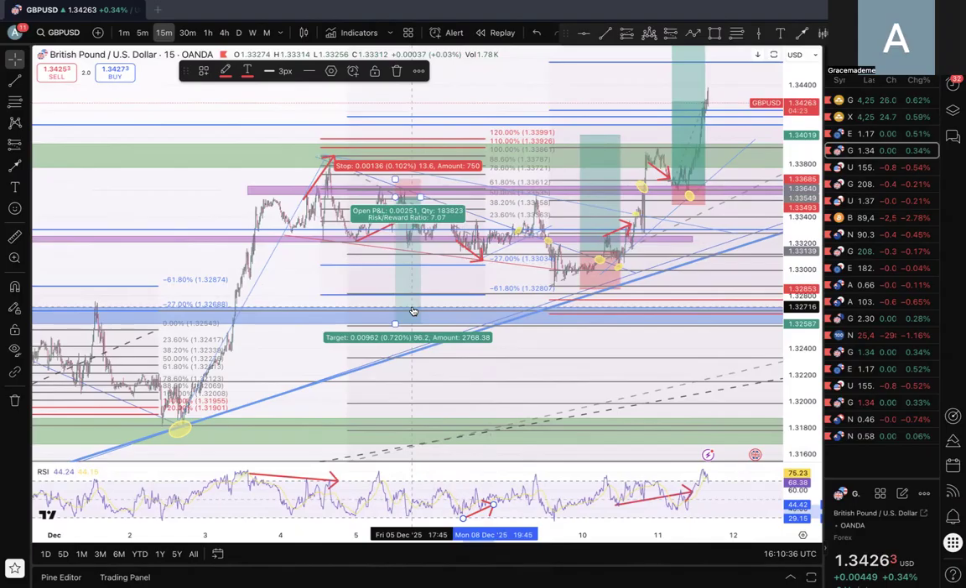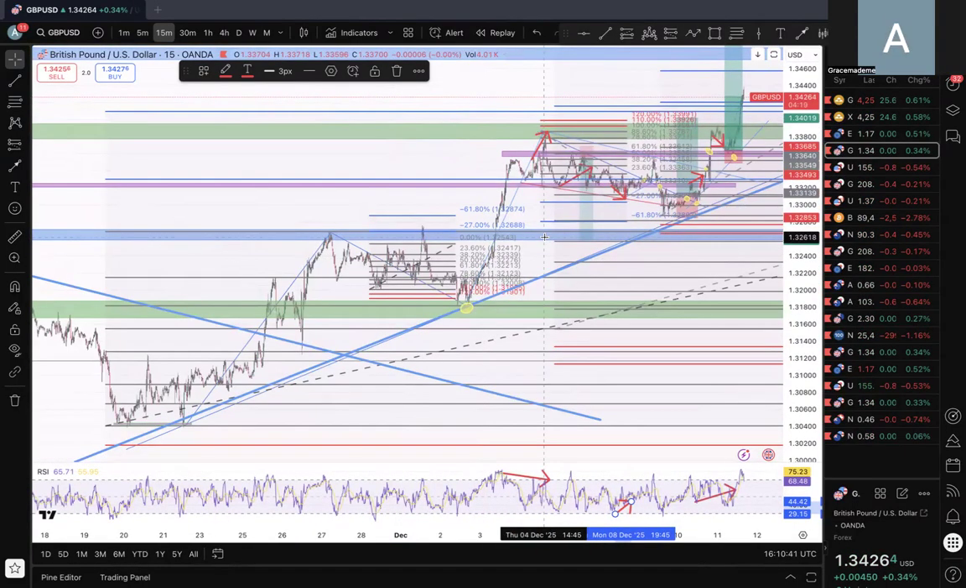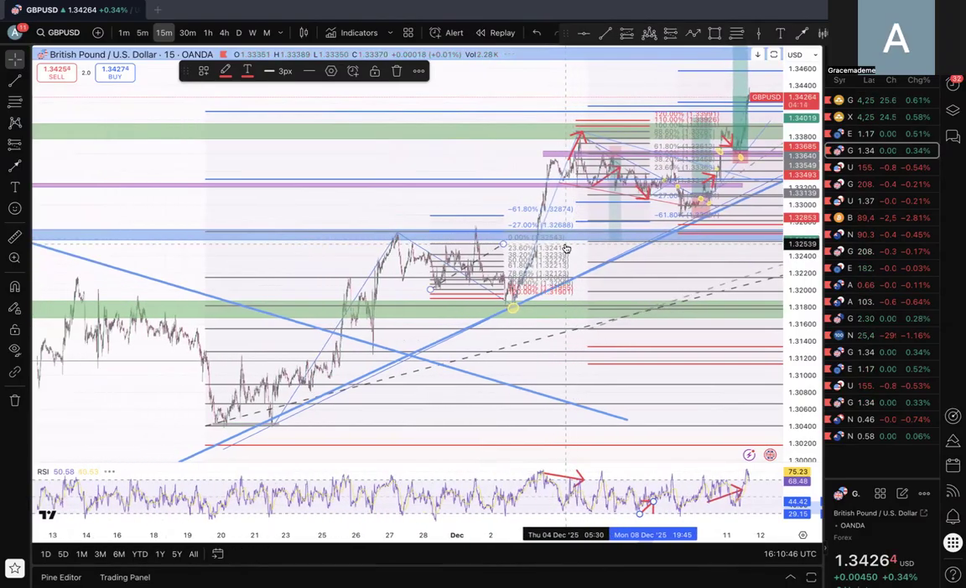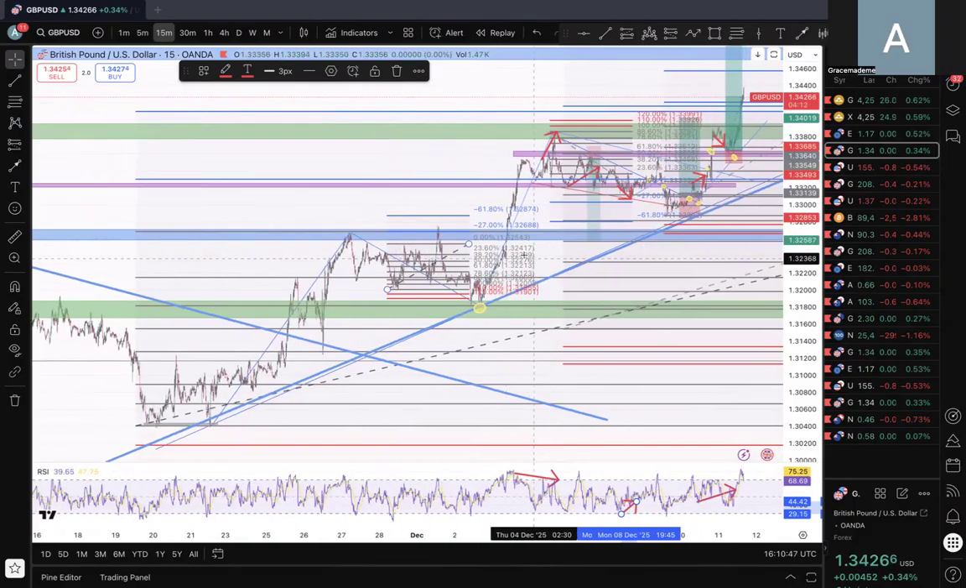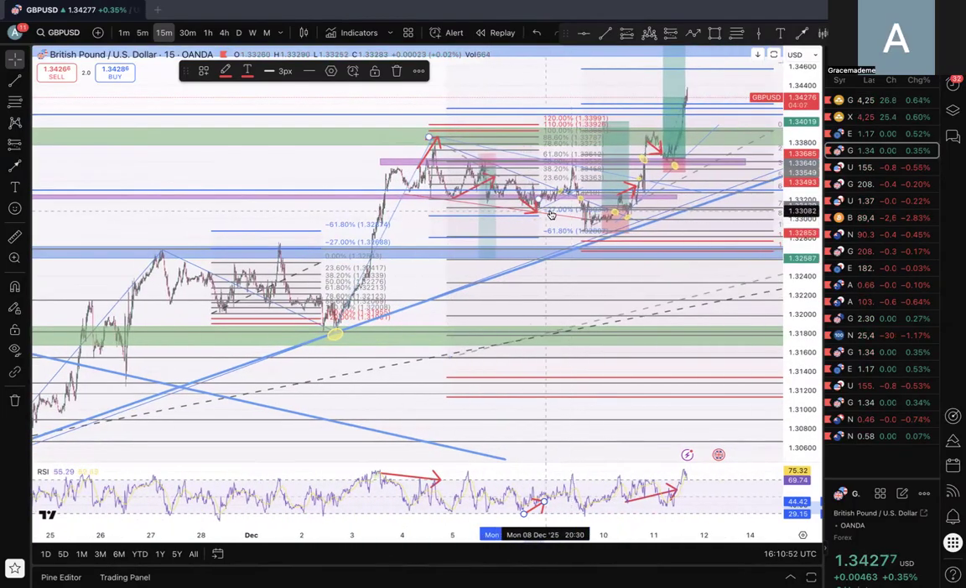Forget about this. This was just in case, because I was expecting price to come and test back our blue zone, which was also a demand and supply zone. But it's the market, we don't control the market. So yeah, I exited this trade, and that was it.